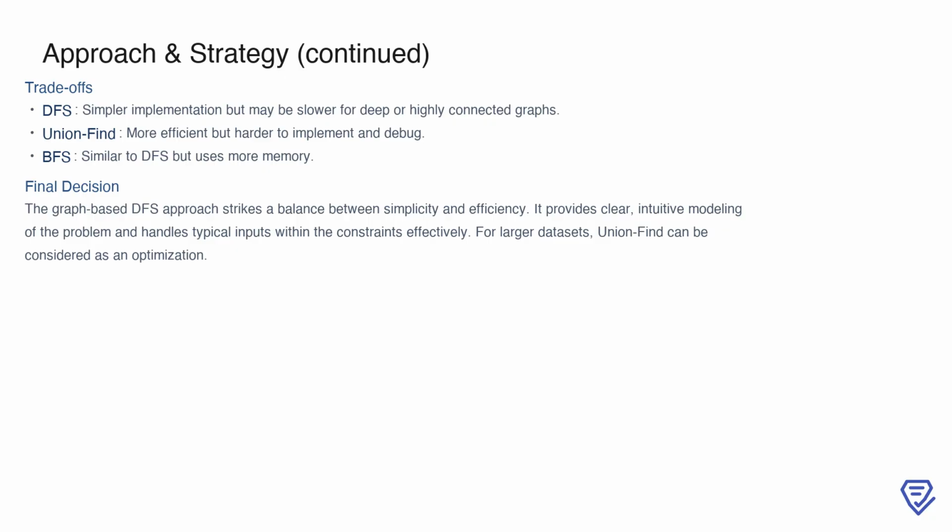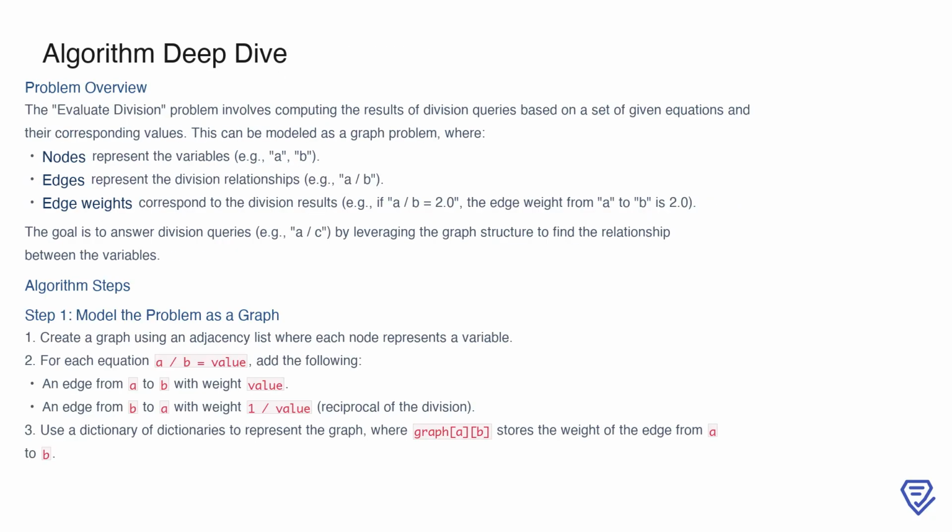The evaluate division problem can be thought of as a graph problem where variables are represented as nodes and division relationships as edges. Each edge is weighted with the division result, such as A/B equals 2.0, which means there is an edge from A to B with a weight of 2.0. Likewise, the reciprocal relationship is also modeled, so there's an edge from B to A with a weight of 1/2.0. The task is to compute division queries like A/C by determining if a path exists in this graph between the nodes.